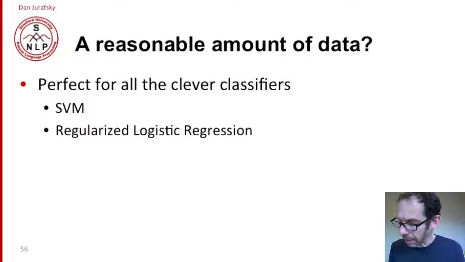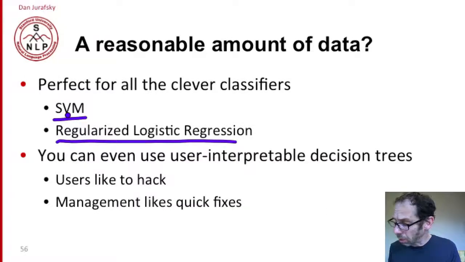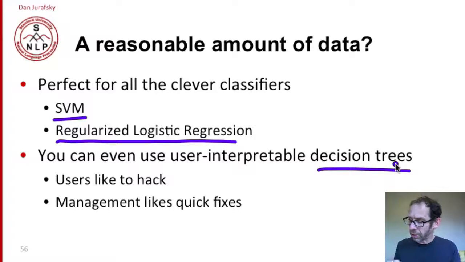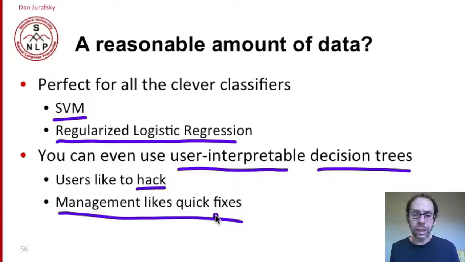If you have a reasonable amount of data, now you might try all the clever classifiers we'll talk about later in the quarter, classifiers like regularized logistic regression or support vector machines. In fact, you can even use decision trees. Decision trees have advantages and disadvantages, but a big advantage of decision trees is they are user interpretable. And that's helpful because people like to be able to modify a rule or hack on a classifier. It's much easier to modify your decision tree, add a rule, change a threshold by hand. It's much harder to do that with an SVM or logistic regression.